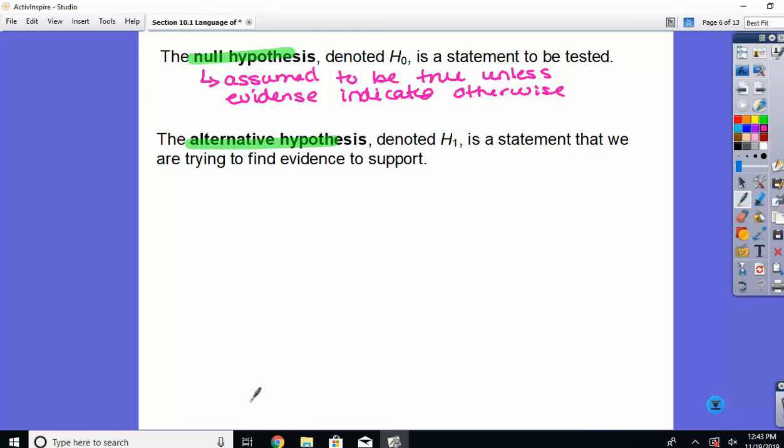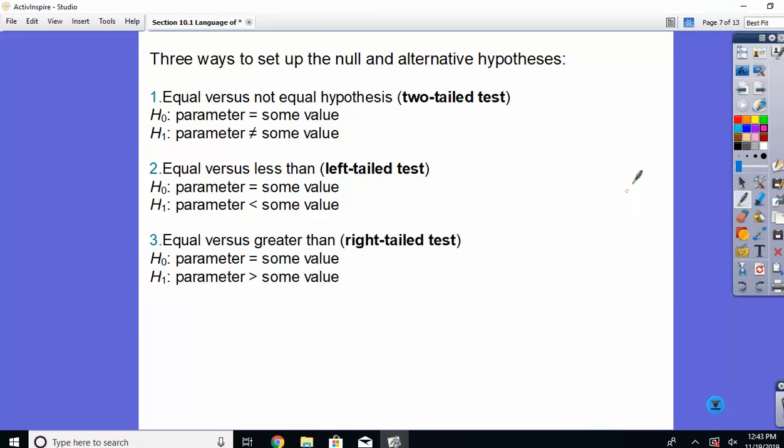Okay? They give you the null and you have to find the other. It'll tell you both of them. You just have to figure out which is which in the problem. In general, as we are going through this chapter, there are going to be 3 different ways that we can set them up. The null hypothesis is always going to be the same. The parameter is equal to some value. The average is 62%, or the mean is 5, or p-hat is 0.4, something. That's the same every time.